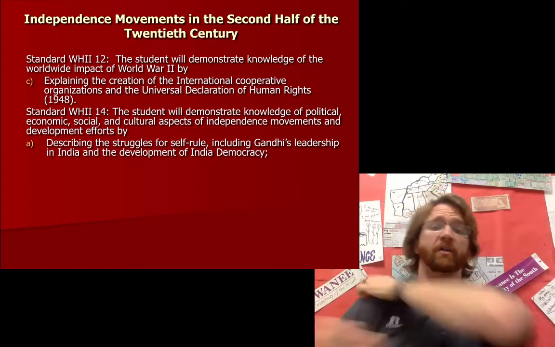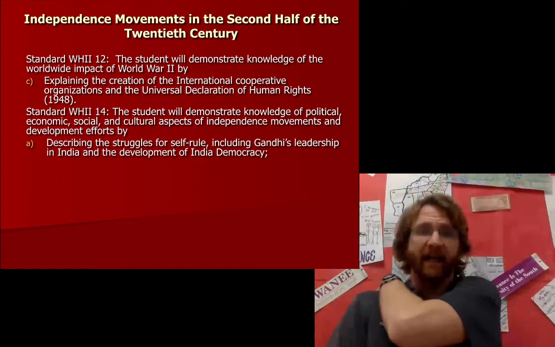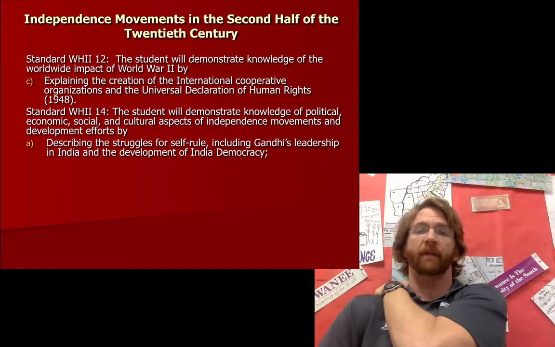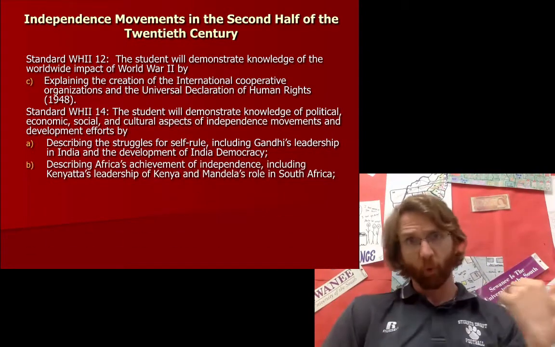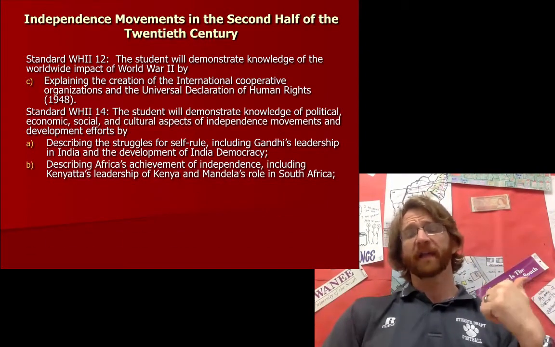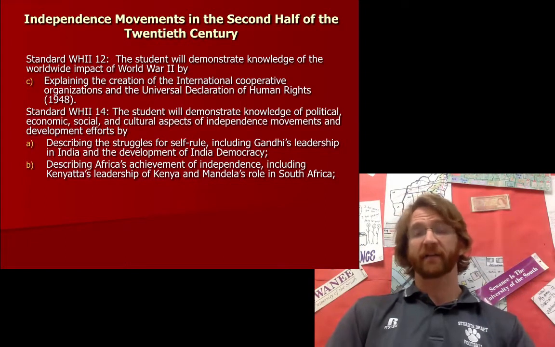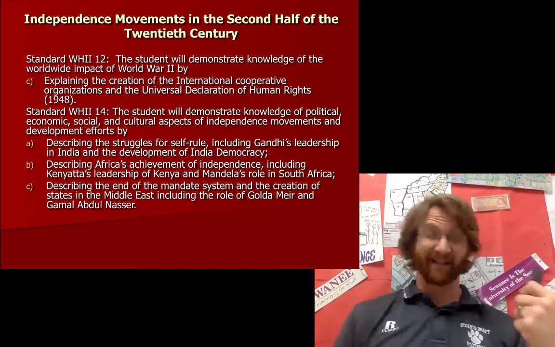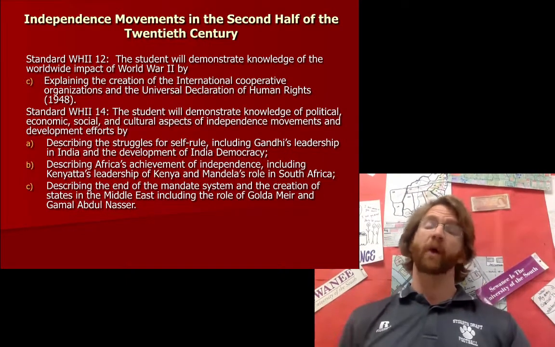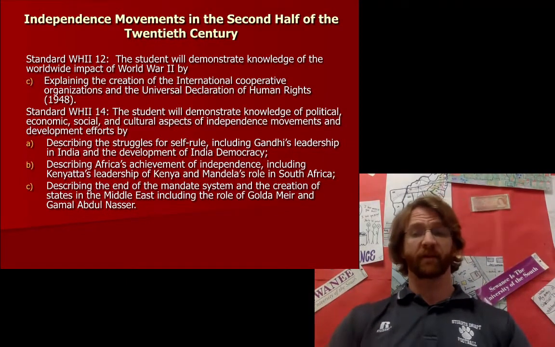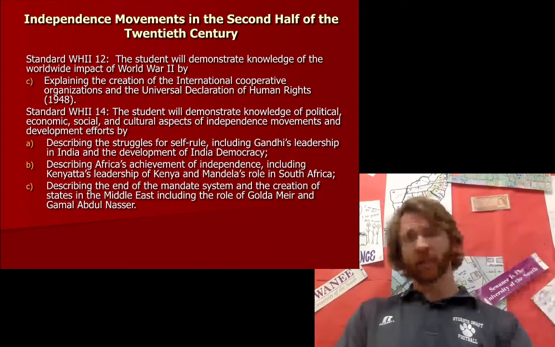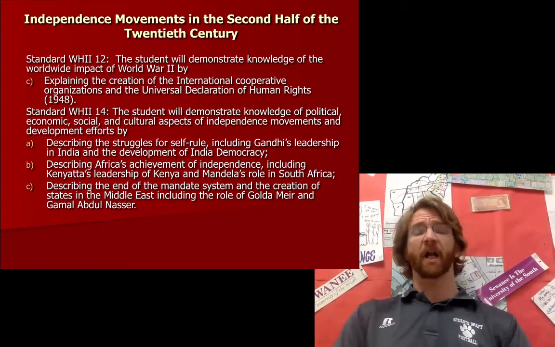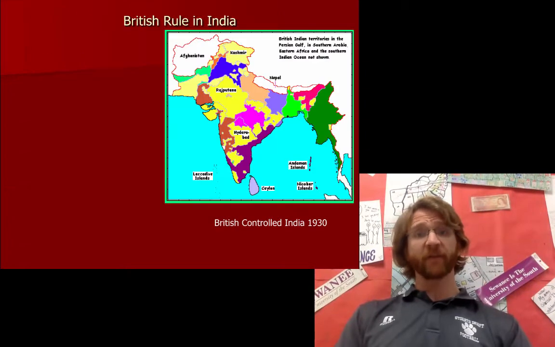We're going to describe struggles for self-rule in India. That's what we're going to do tonight with Gandhi and the development of democracy in India. We're going to look at Africa, including a guy named Jomo Kenyatta and Nelson Mandela. And then lastly, we're going to look at what happens in the Middle East, the result and cause of all the problems in the Middle East, by looking at two people, Golda Meir and Gamal Abdul Nasser. All right, so let's first begin with India.